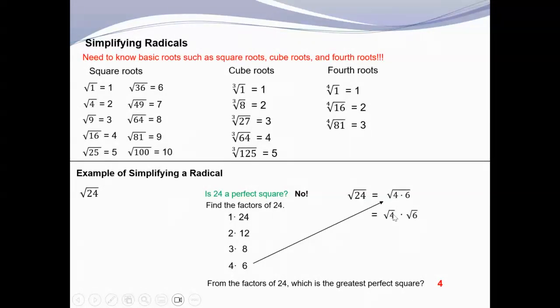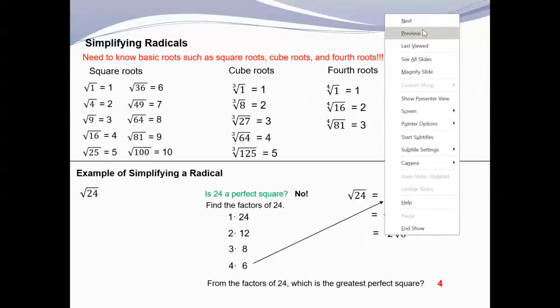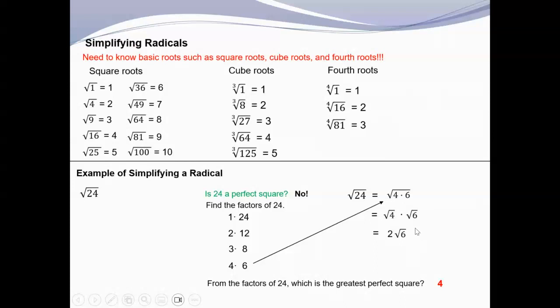Right, so we can separate them. The square root of 4 will give us 2. So the square root of 24 is equivalent to 2 square root of 6. This is the answer that they want. Okay, that's your solution. That's how you simplify radicals. That's your answer, 2 square root of 6.